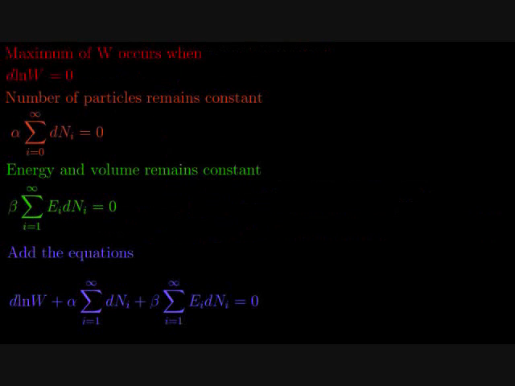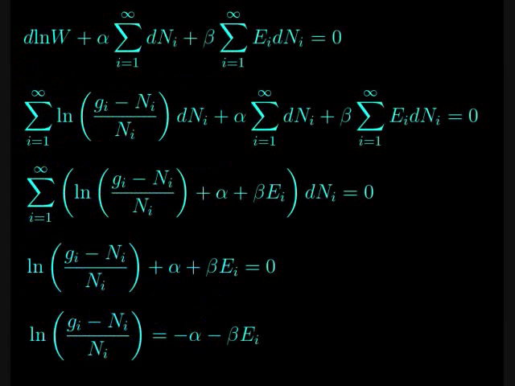Multiply both sides of dE equals 0 by an arbitrary number beta. So we have three equations that describe the configuration with maximum weight W. First, the differential of the natural log of W is 0. Second, alpha times dN equals 0. And third, beta times dE equals 0. We can add these three equations to get a single equation that describes the configuration of maximum W with particle number and total energy conserved. Replace natural log of W in this expression with its expression derived previously.